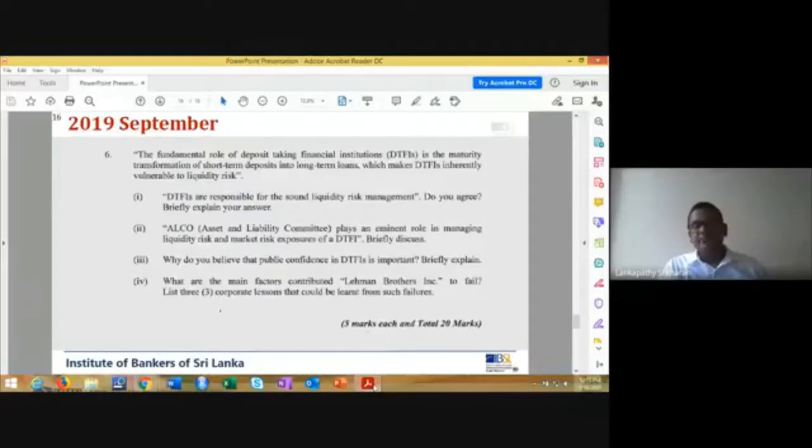And the fourth one is: what are the main factors that contributed to Lehman Brothers failing? List the 3 corporate lessons. You may have heard about Lehman Brothers, which was the fourth largest bank in America. Due to the global financial crisis, I think on 15 September 2008, this bank filed for bankruptcy. It was the biggest bankruptcy in US history, and the stock market also fell largely on that particular day, because it was an investment bank.